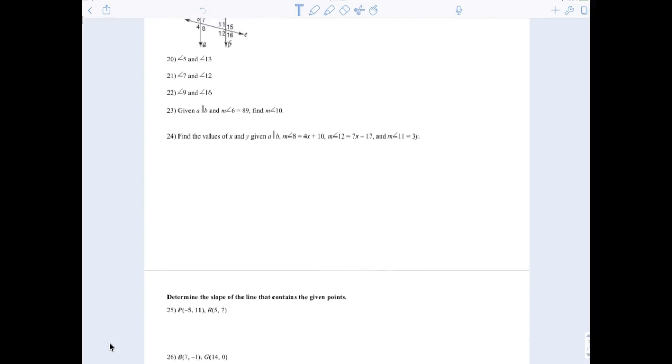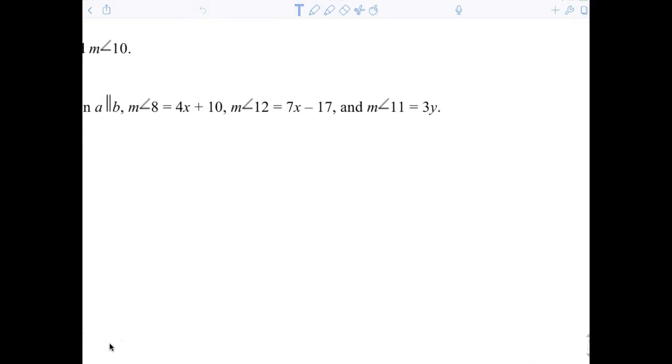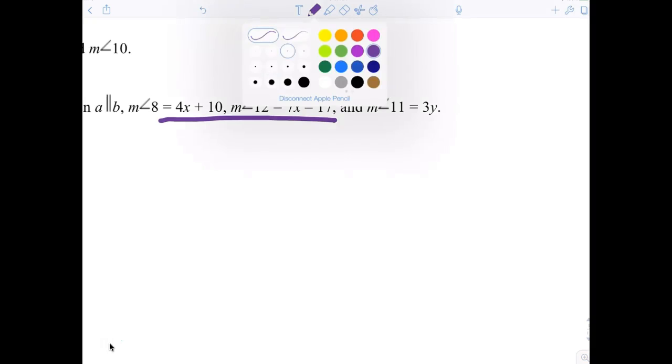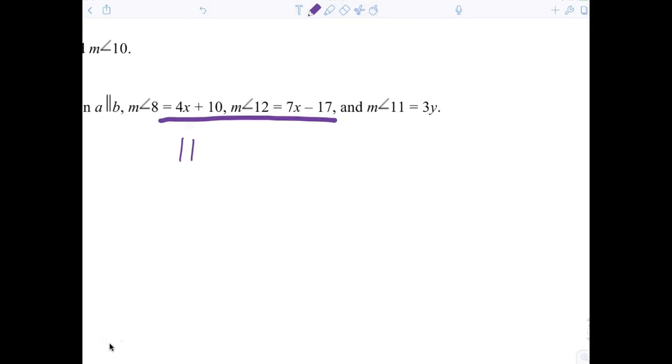What has to be true? They're supplementary, right? So 8 and 12 have to add up to 180 degrees. Do you agree with that? So we can just add those together, and we would say that it is 11x minus 7, and so 11x is equal to 187.